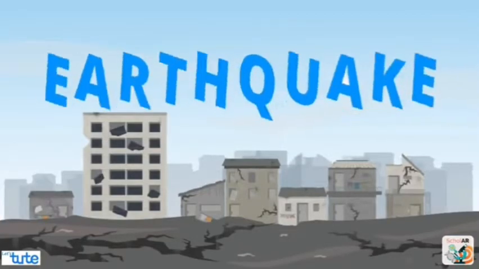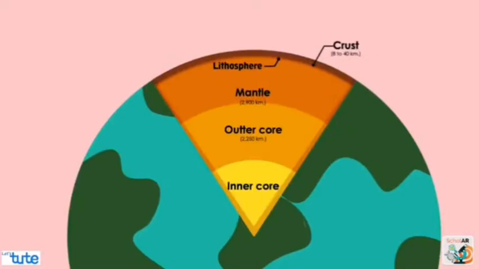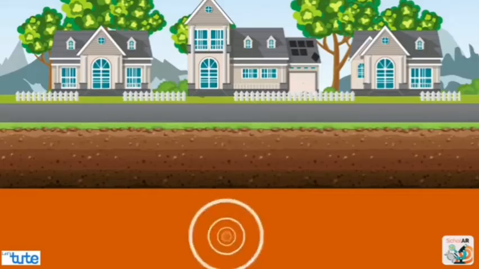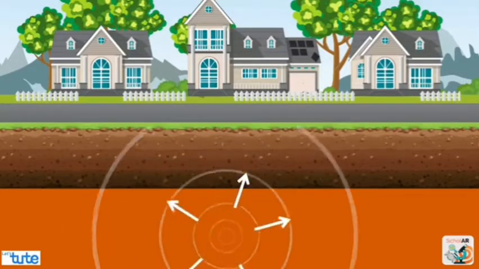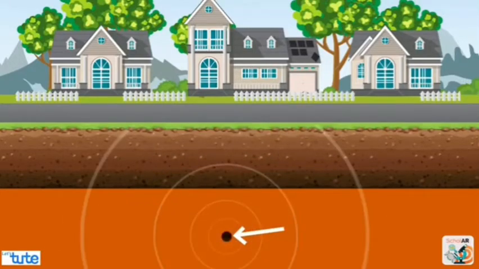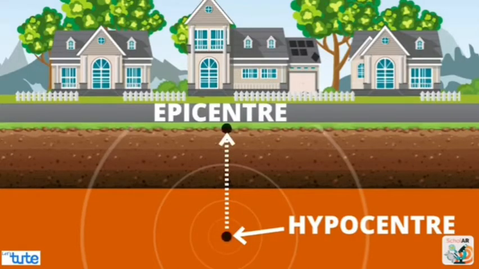That's called an earthquake. Earthquakes occur in the lithosphere region of the Earth. An earthquake generates underneath the Earth and releases energy across. The point at which the earthquake occurs under the Earth is called the hypocenter, and the exact place above it on the surface of the Earth is called the epicenter.